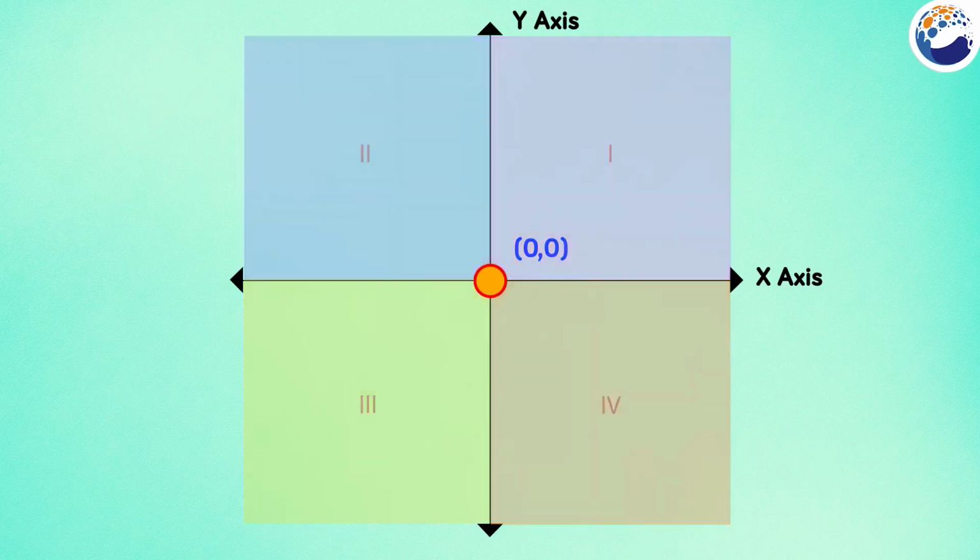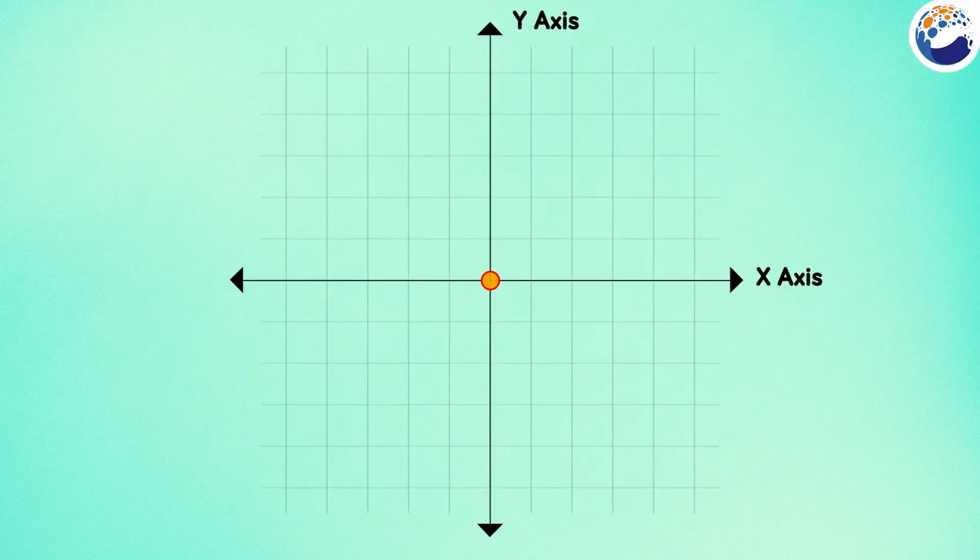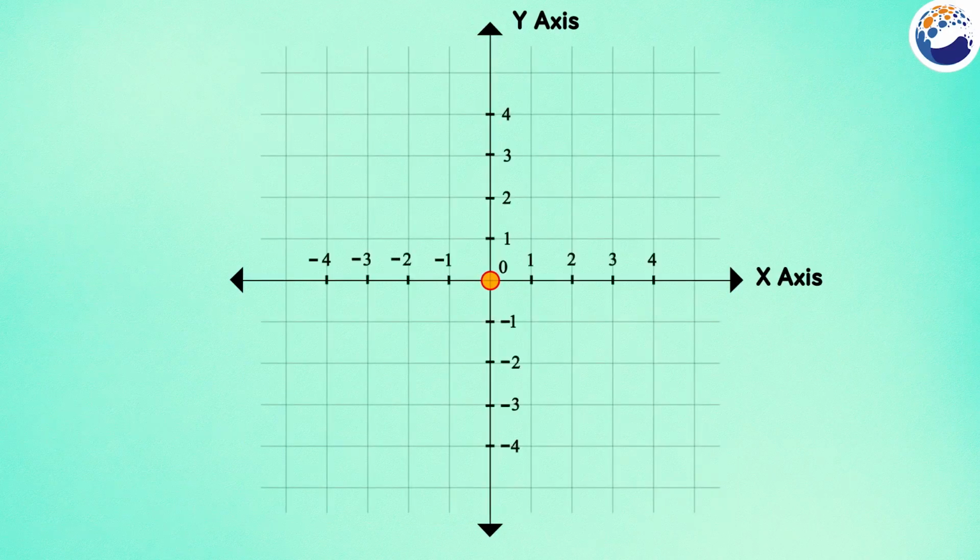Now numbering the 2 dimensions with positive and negative values, we get this graph. Such a graph of 2 number lines helps us locate any point on the plane using the x and y coordinates, given as (x coordinate, y coordinate).